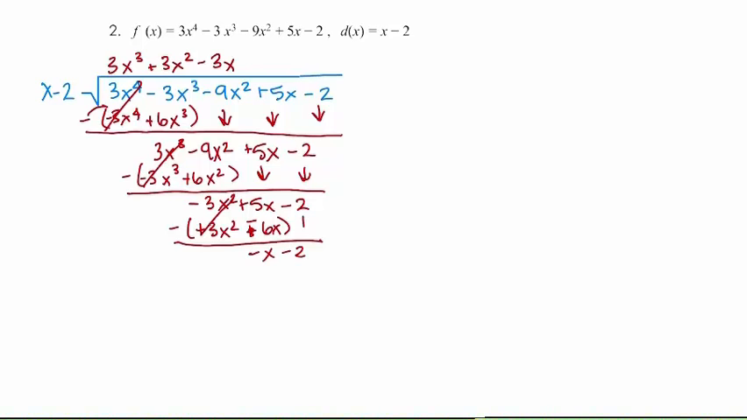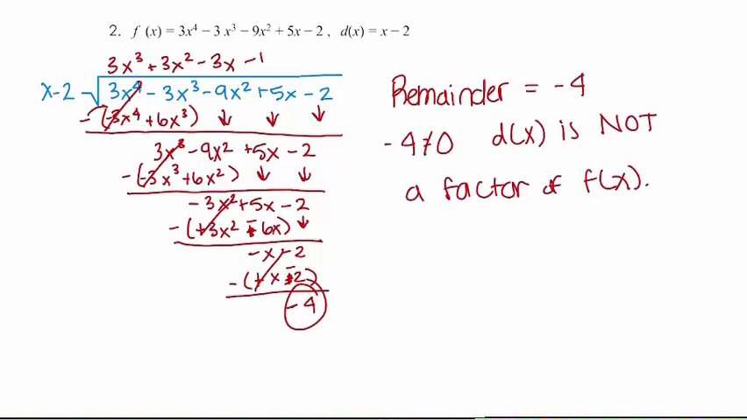You have to drop that down. Again, same process. So x times negative 1 will get you to negative x. Put that there, so you'll have negative x plus 2. Distribute out that negative, that'll get you positive that, negative 2. So that cancels out, and a remainder of negative 4. Since your remainder is negative 4, which is not equal to 0, d of x is not a factor of f of x.